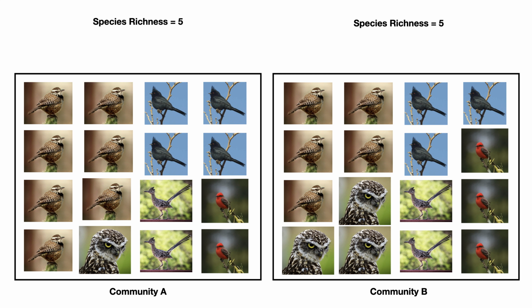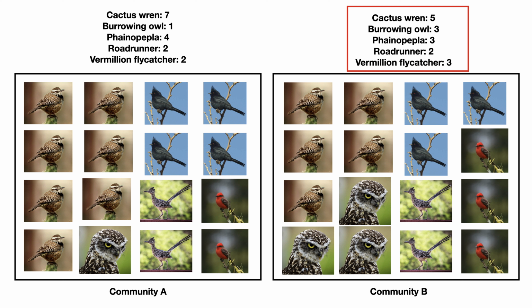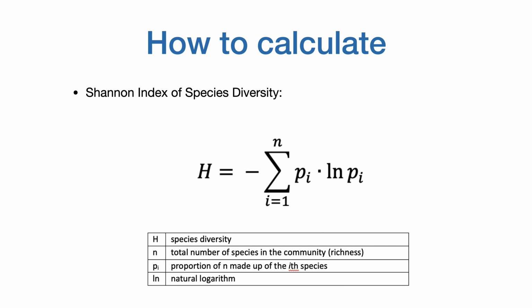Well, in this case, it turns out that community B is more diverse because species abundance is more even. Okay, so if we compare those numbers in community B, they're closer to one another than community A, which is pretty heavily biased towards the cactus wren. All right, so that's just kind of a qualitative way to think about it. Now we're actually going to calculate biodiversity.